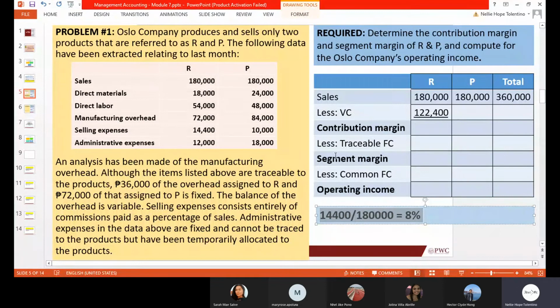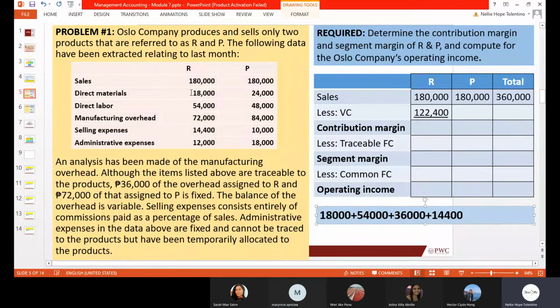Add DM and DL, then manufacturing overhead. 18,000, then 54,000. And then the variable portion of manufacturing overhead? It's only 36,000, ma'am, because it's subtracted from 72,000. Yes, very good. Then did you add anything else? Yes, selling expenses of 14,400. Very good. I hope the others got that.